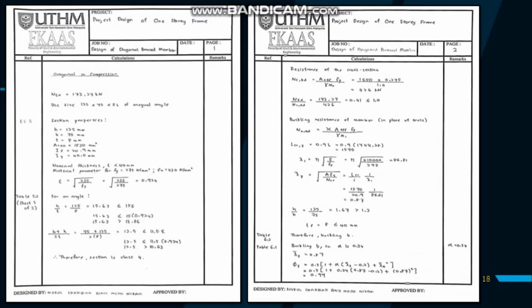For this member, we have calculated the class, the resistance of the cross-section and the buckling resistance of the member for both in-plane and out-of-plane of truss. In the calculation, we have found that the section is class 4 and the resistance of the cross-section is 426 kN. For the buckling resistance calculation, firstly, we have to know its type of buckling curve and its imperfection factor. For both in-plane and out-of-plane truss, the buckling curve we get is curve b and the imperfection factor is 0.34.